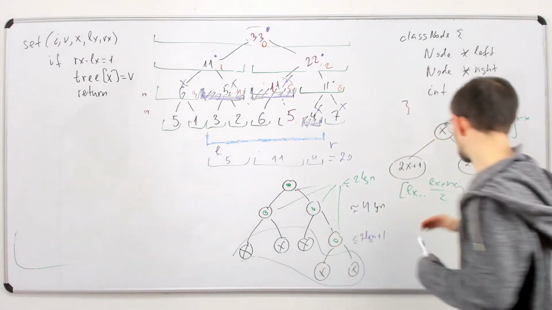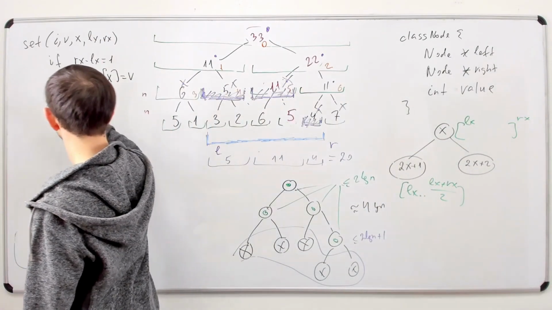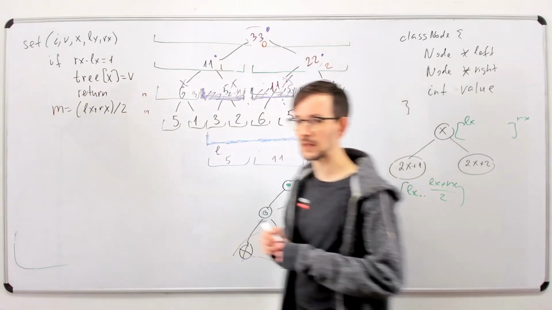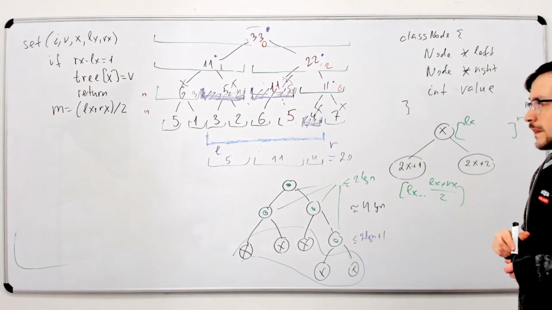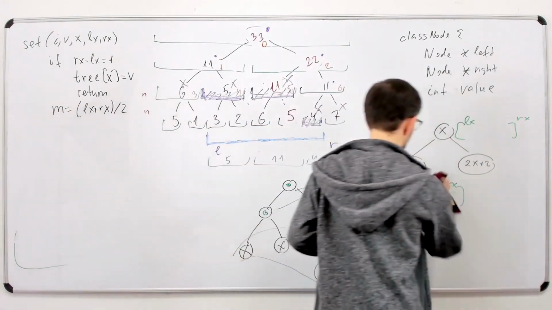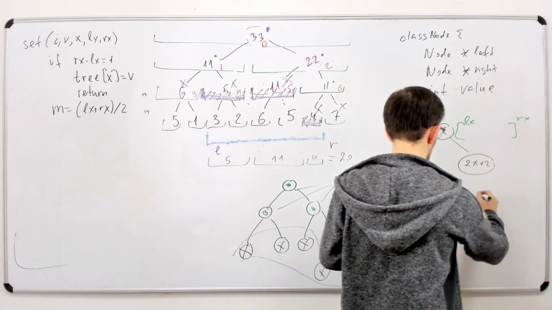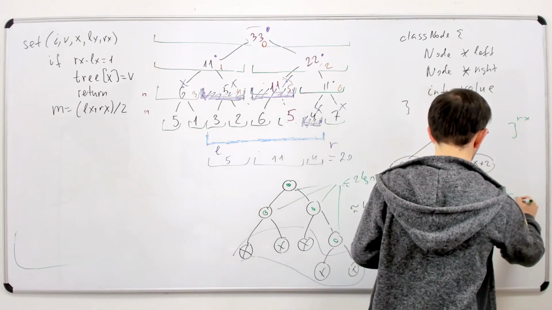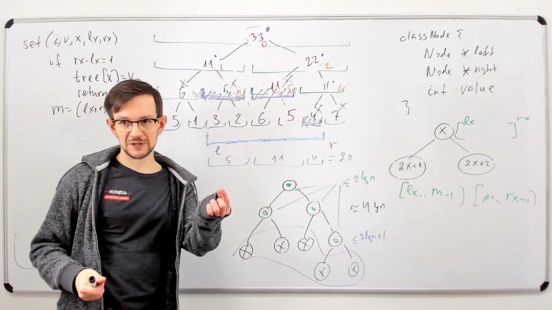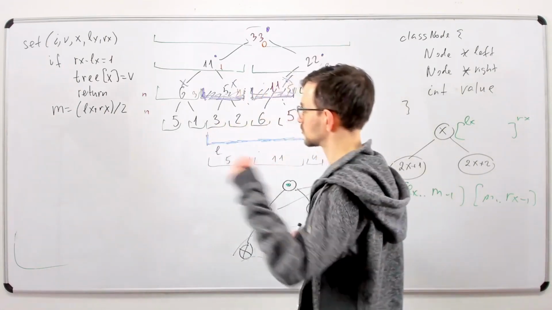How to do it? Well, let's put this to some variable m. Let's say m is the middle of the segment. Now, the left segment contains all elements from Lx to m minus 1, and the second contains from m to Rx minus 1. Yeah? So we need to change element I, so we'll check which of these segments contains element I and go to this subtree.